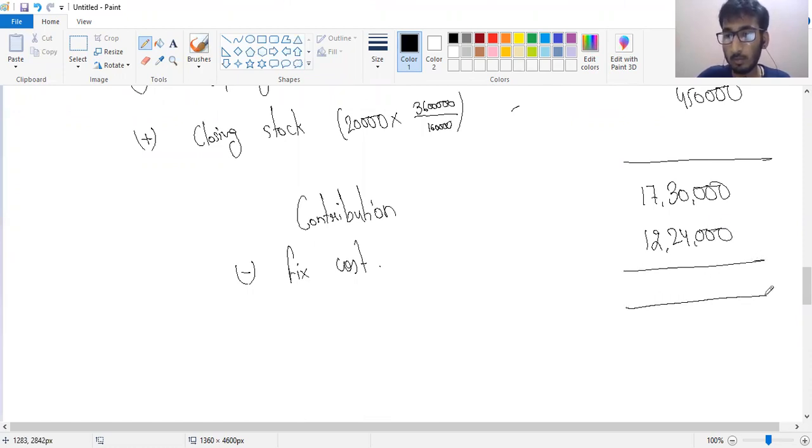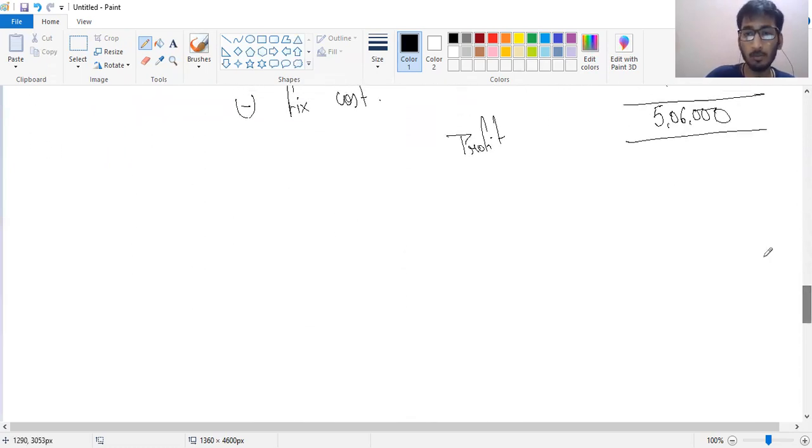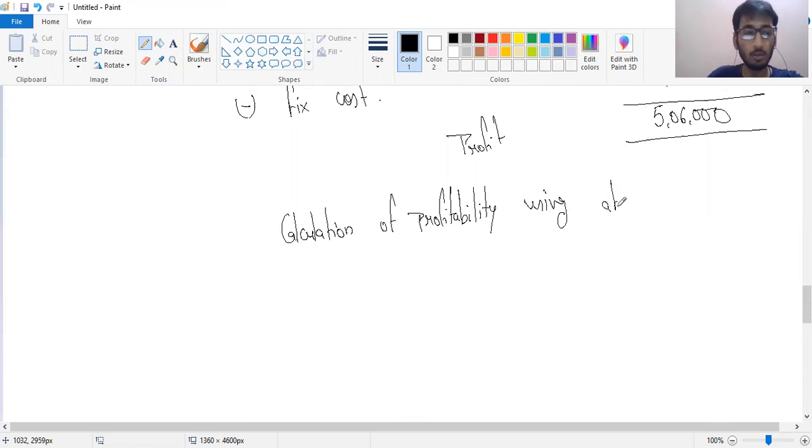So the profit would be 5 lakh 6,000. So this is profitability using marginal costing. Now, calculation of profitability using absorption costing.